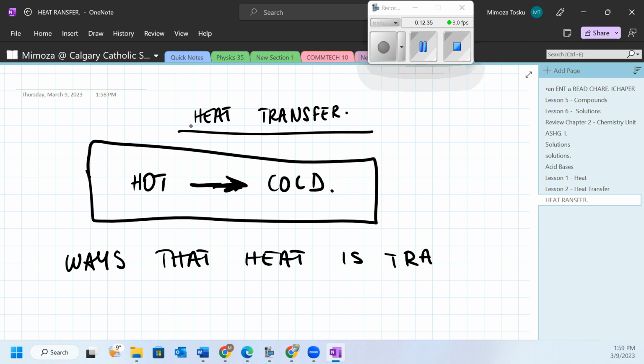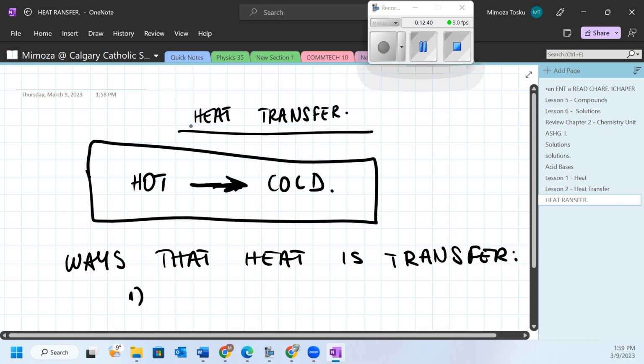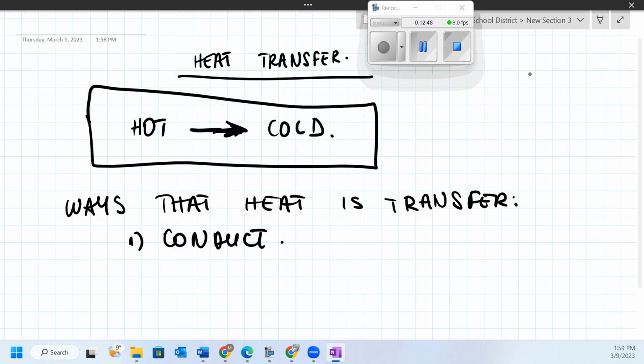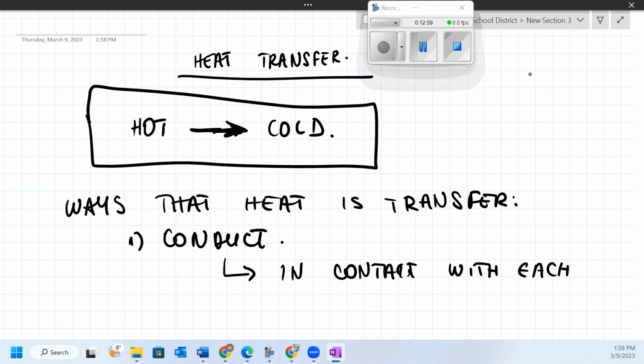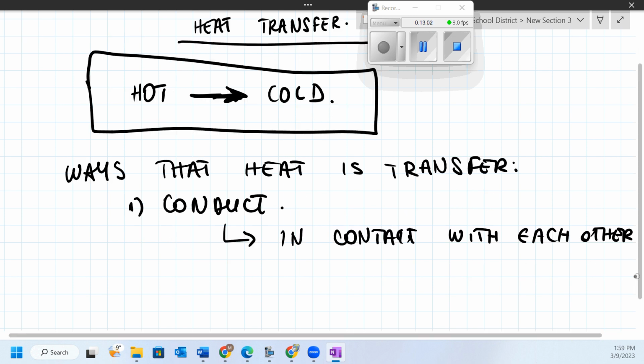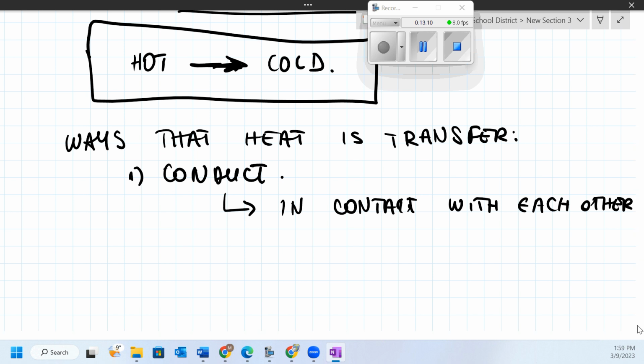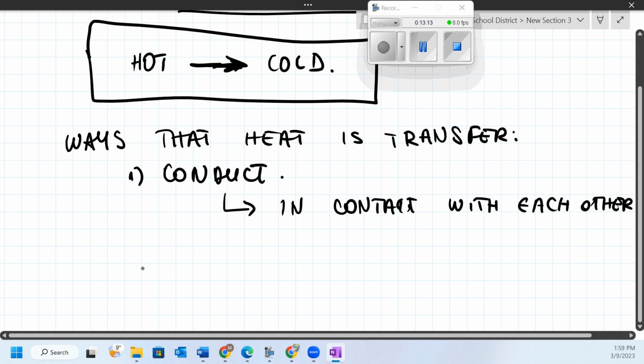There are three. One is conduction, which is happening when two objects are in contact with each other. So the kinetic energy that the hot object has is transmitted into the kinetic energy of the cold object.